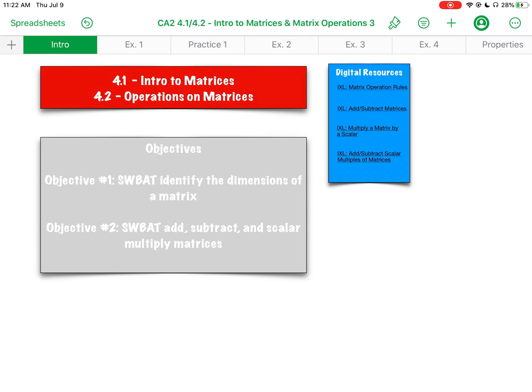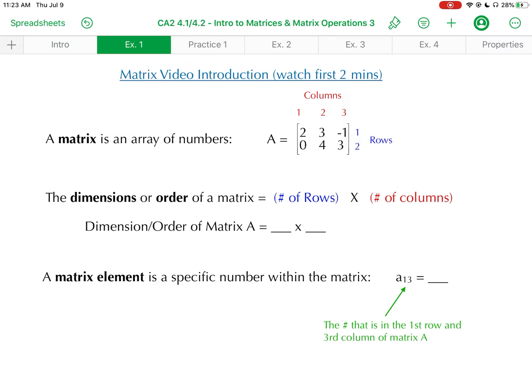So understand matrices is just the plural of the word matrix. Matrix is singular, matrices are plural. So, what is a matrix? It's simply an array or an arrangement of numbers. And you can see we have matrix A on our screen here. Matrices are often represented in mathematics with a capital letter.